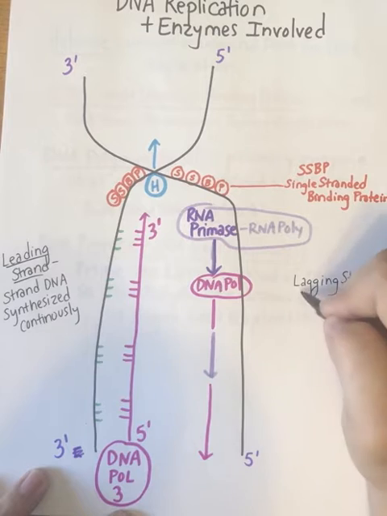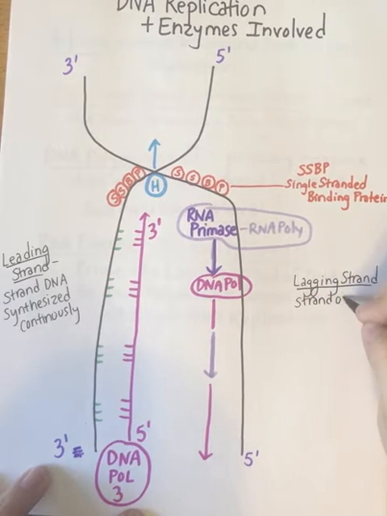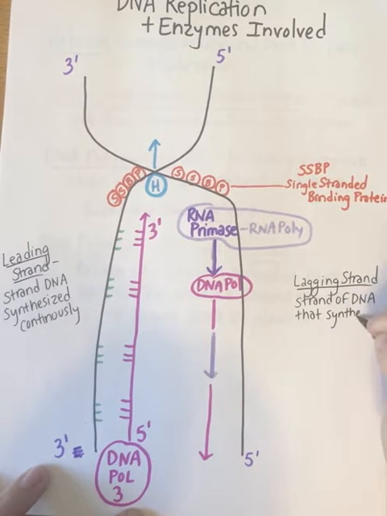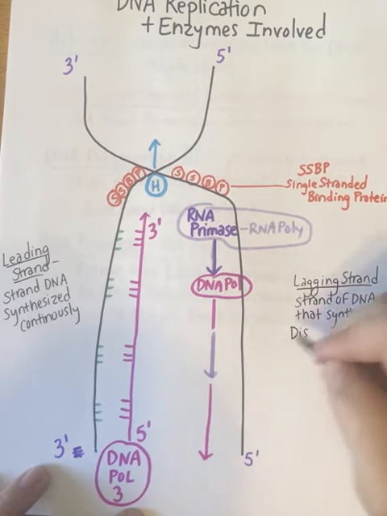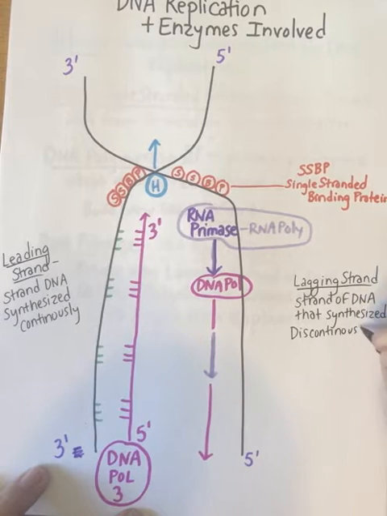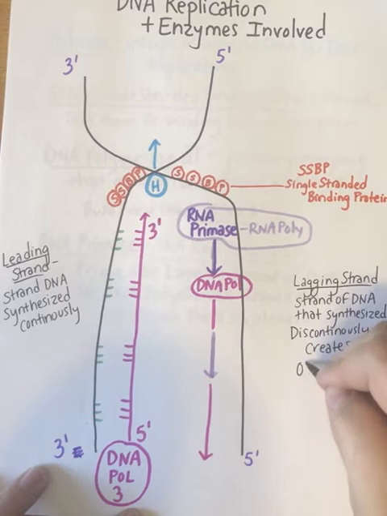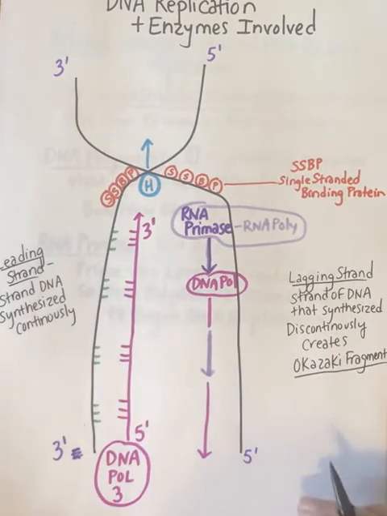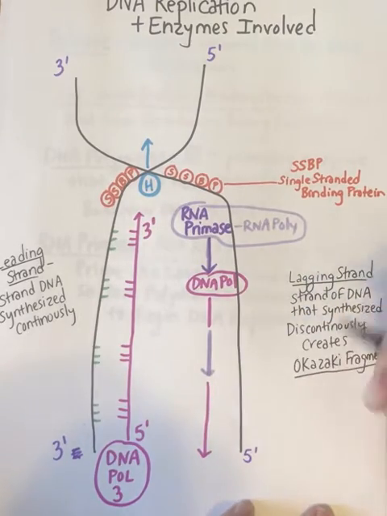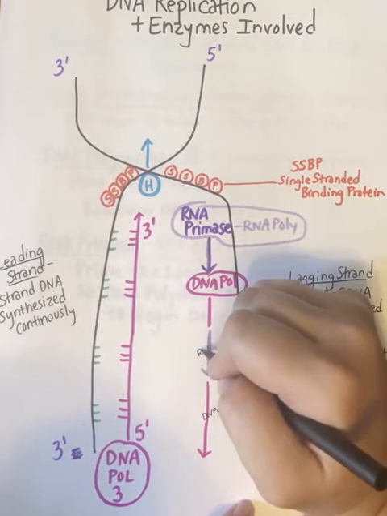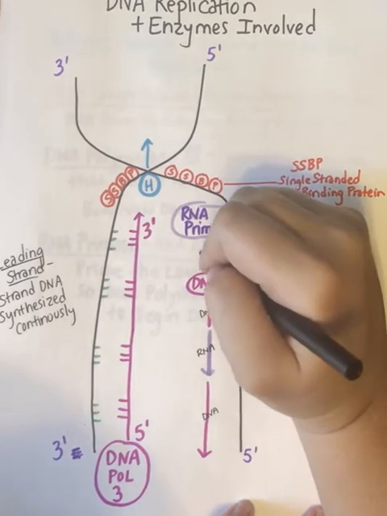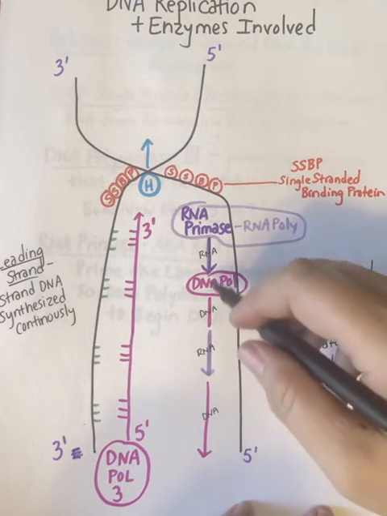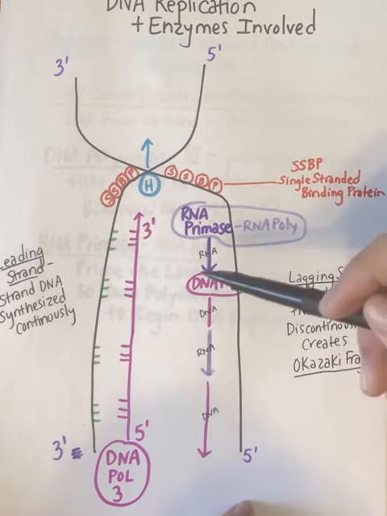The lagging strand is the strand of DNA that is synthesized discontinuously, meaning it's fragmented, and it creates Okazaki fragments, named after the scientist that discovered it. So the Okazaki fragments are the pieces of DNA. So this is DNA, and this is RNA, and this is DNA, and this is RNA. So it's the lagging strand because it's going behind, or it's slow. It's on the right side. But the fragments are pieces of DNA and RNA, but that's not good. We have to replace that.